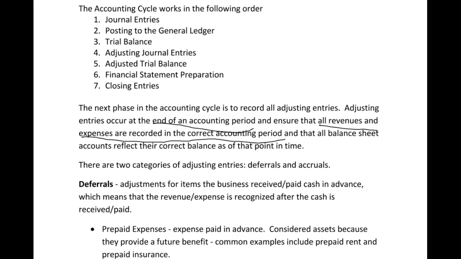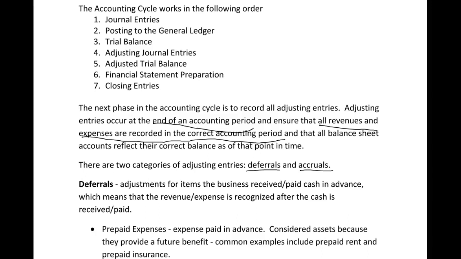All right, so there's two main categories, deferrals and accruals. And we'll also talk about depreciation because most textbooks will lump depreciation with these, especially with the deferral section, but I broke those out separately.